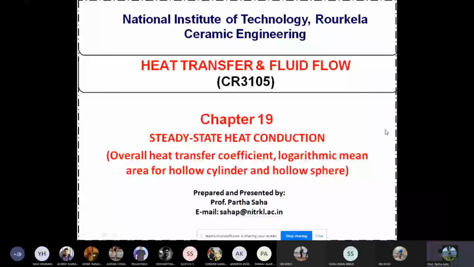So very good evening. We'll start our chapter 19. Today we'll discuss all the derivations, mainly the heat transfer equations, as well as the overall heat transfer coefficient, and the logarithmic mean area for hollow cylinder and hollow spheres.